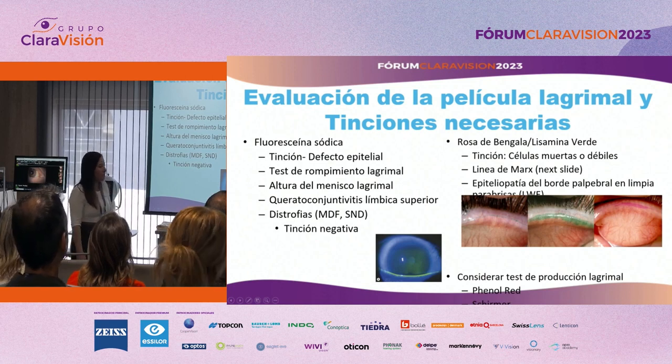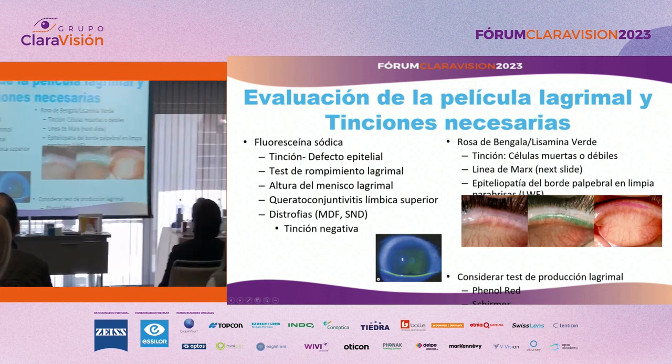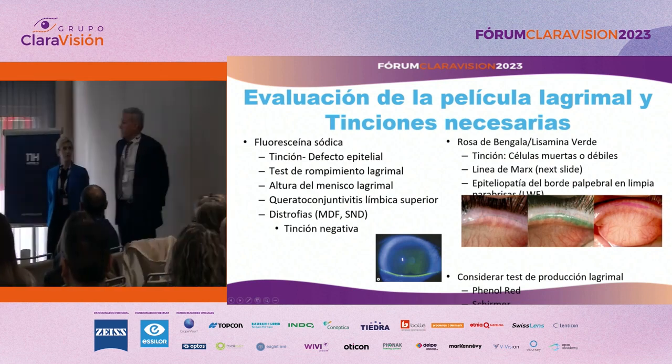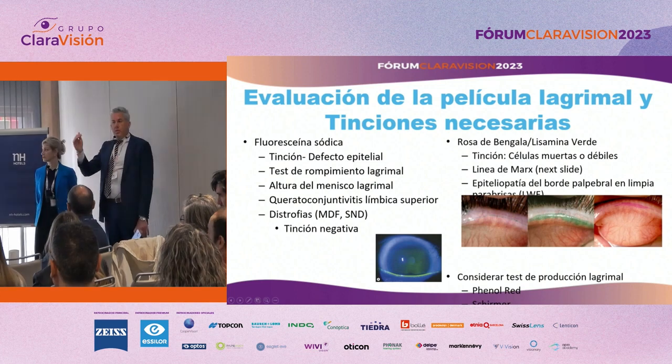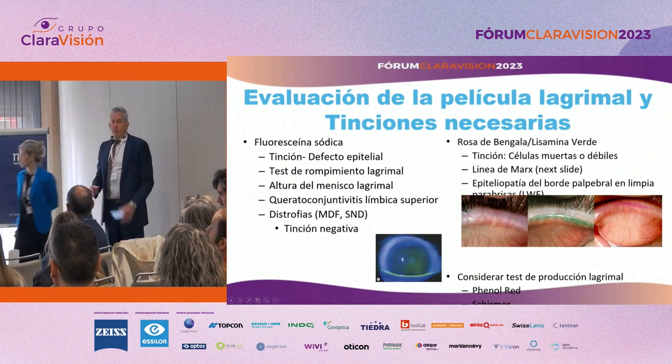So with the rose bengal and the lissamine green, the most important thing is you're looking at the junction, the line of marks between the dry tissues and the wet tissues under the eye.